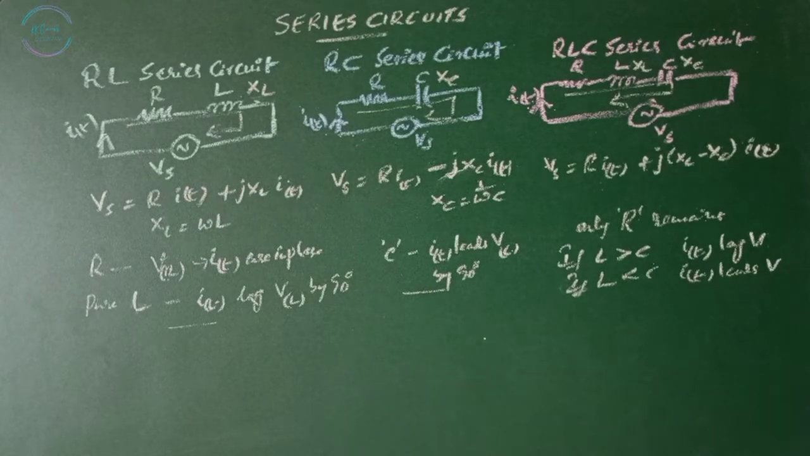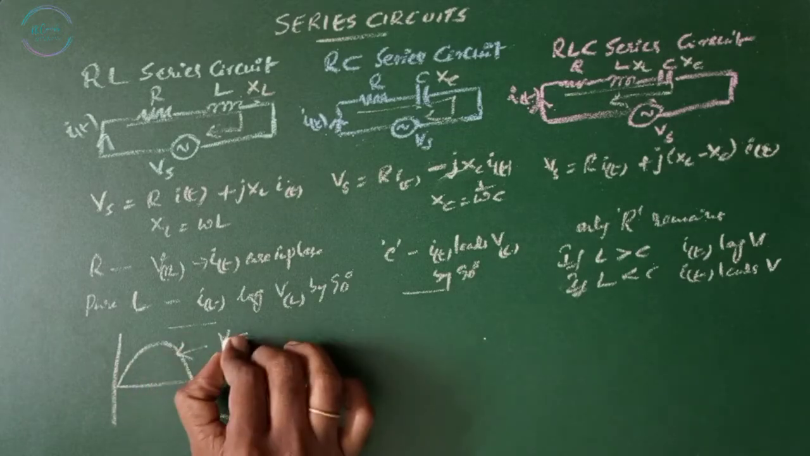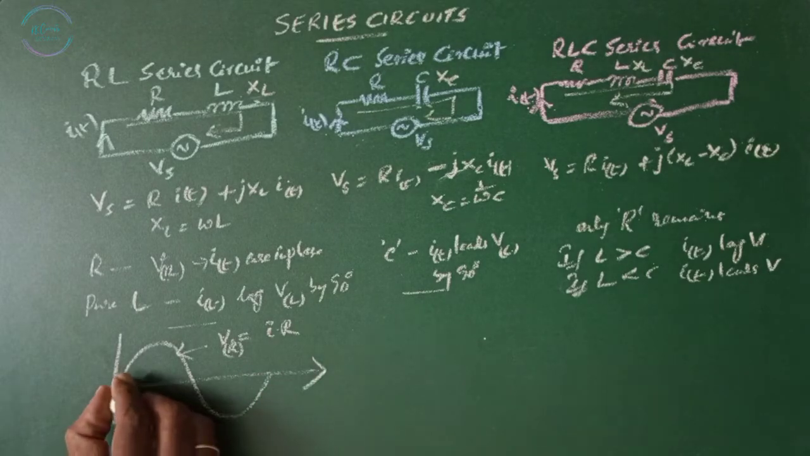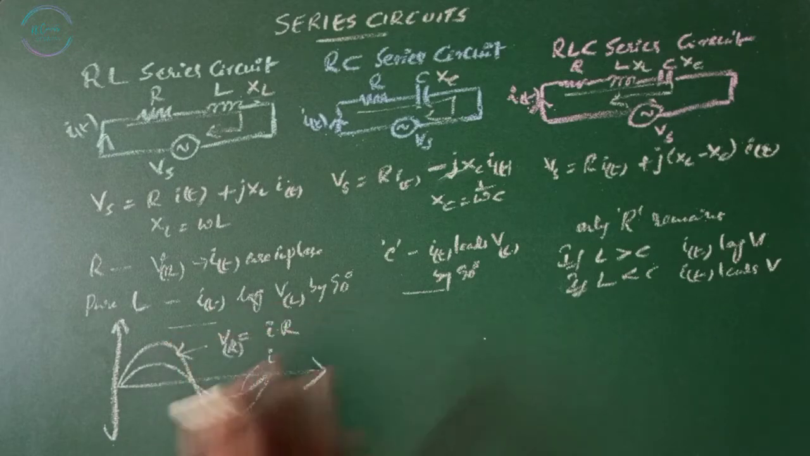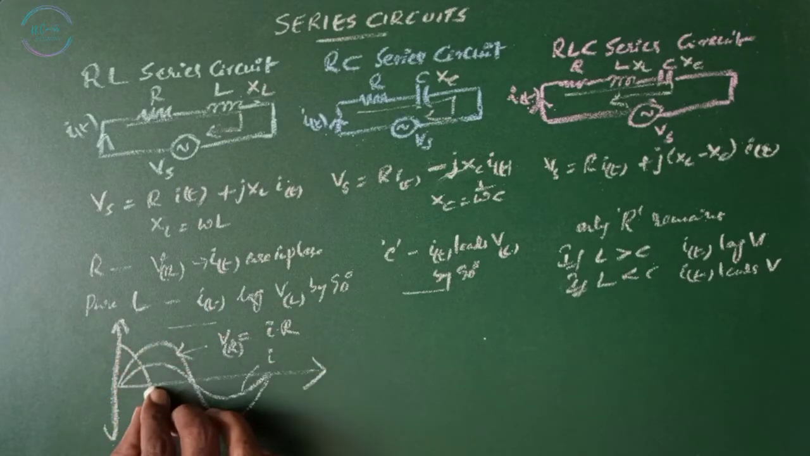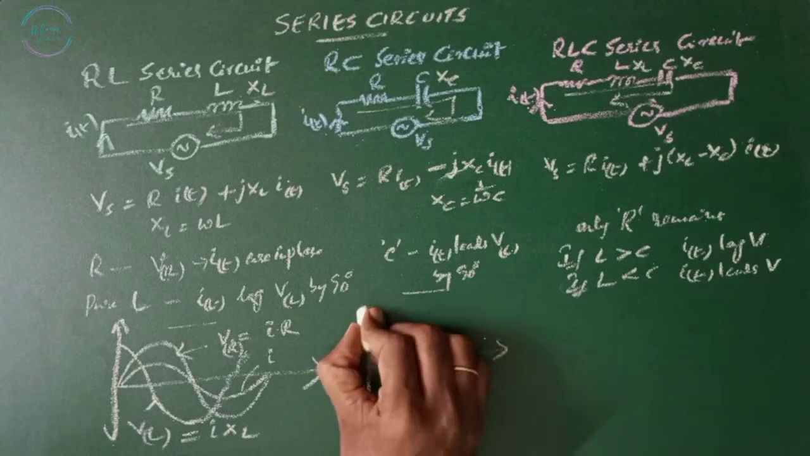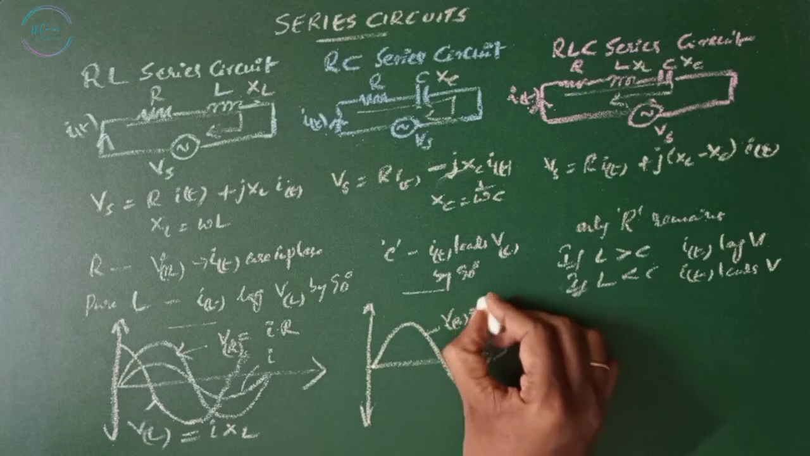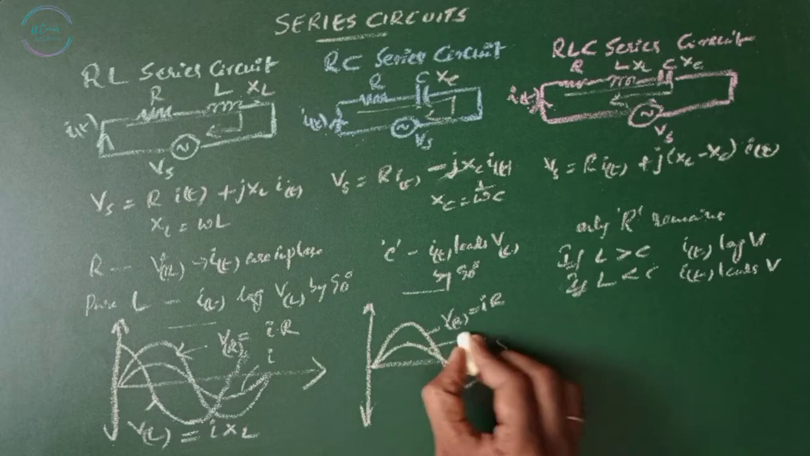Now let's try to represent that in the waveform. This is my V of R across the resistor, which is given by I into R, and the current is in phase with this. This is my I of t lags V of L by 90 degrees, which means this is my VL, which equals I XL. This is my voltage V of R, which equals IR, and the current is also in phase. So this is my I.